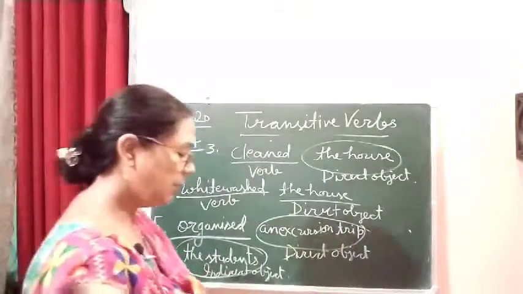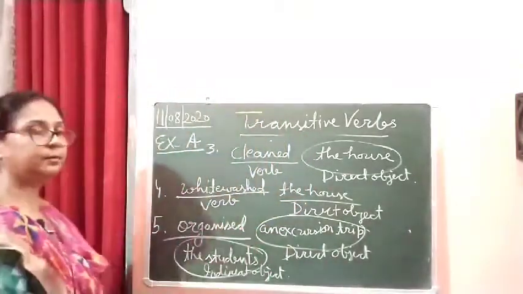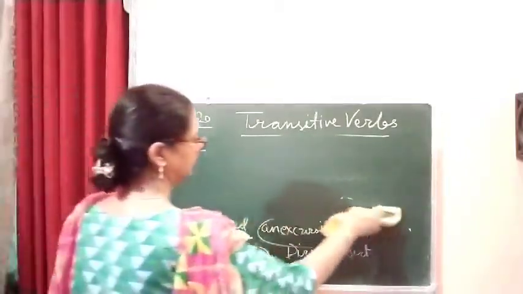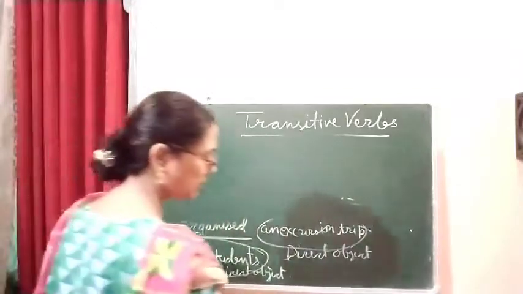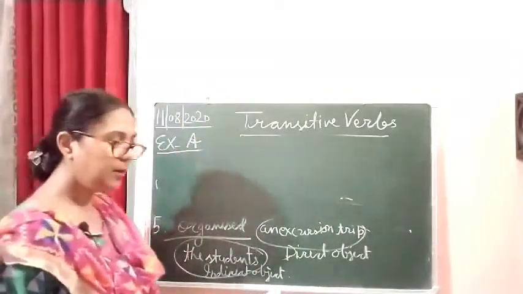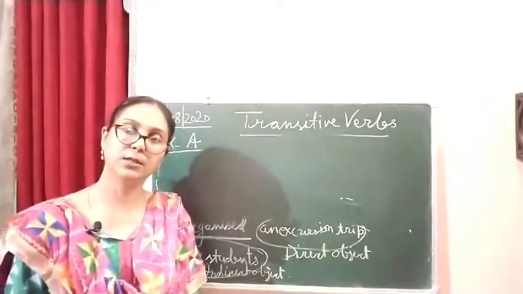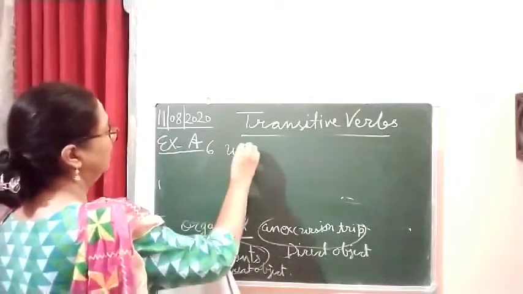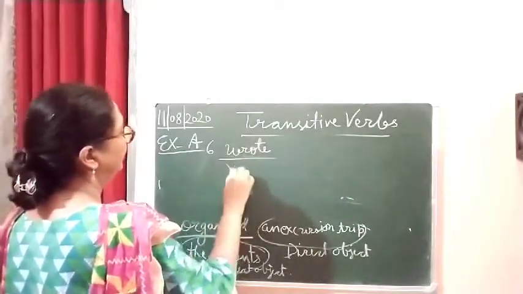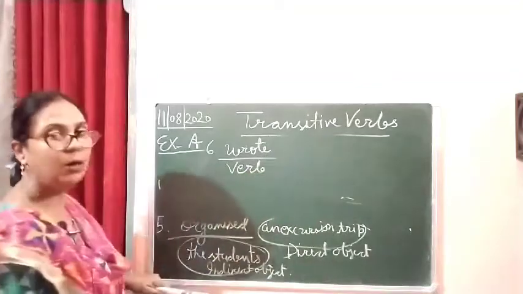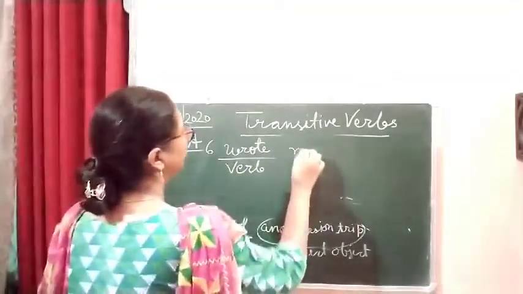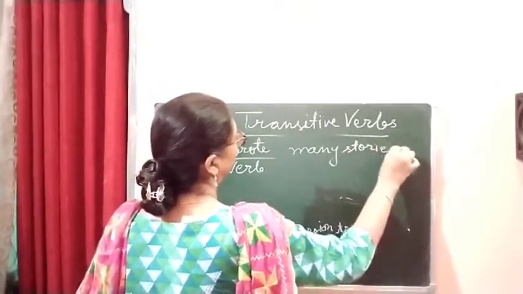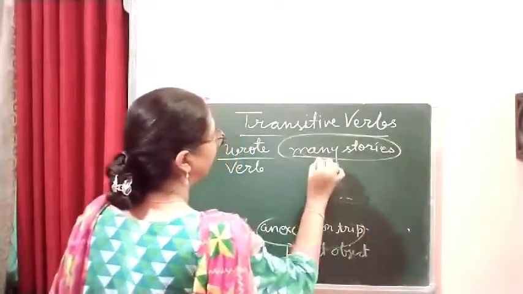Now we are moving to number 6. Rabindranath Tagore wrote many stories. Here in number 6, wrote has become the verb. Now many stories, many stories is the direct object.